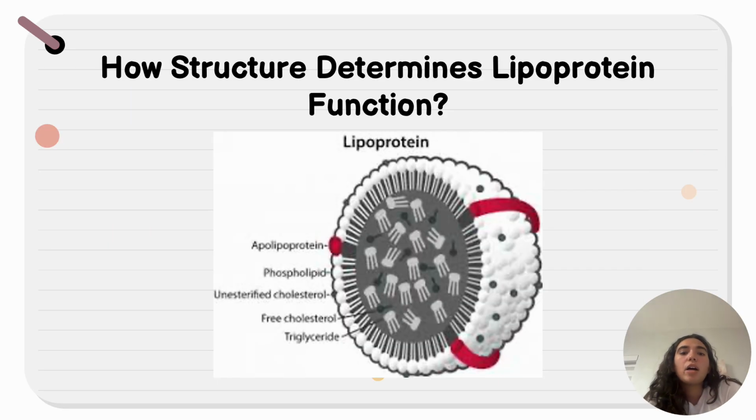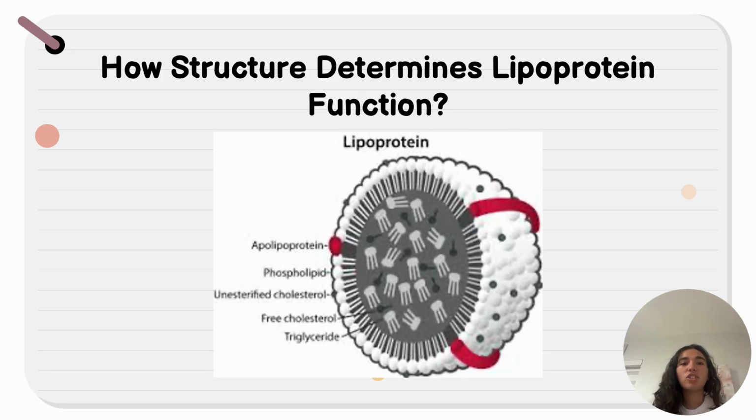Now we're going to talk about how structure determines lipoprotein function. The structure of lipoproteins directly determines their function in lipid transport. First, density is inversely related to lipid content. The more triglyceride or cholesterol ester a particle carries, the lower the density. This explains why chylomicrons, which are rich in triglycerides, are the least dense, while HDL, which has higher protein content, is most dense.